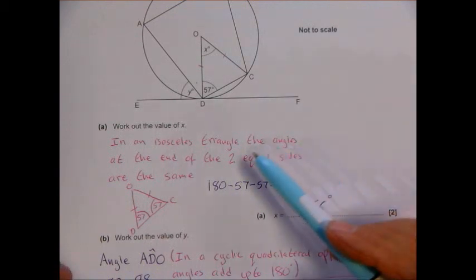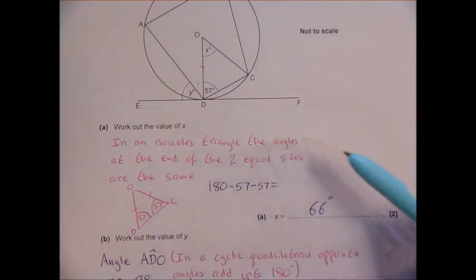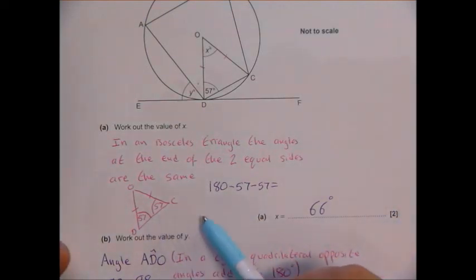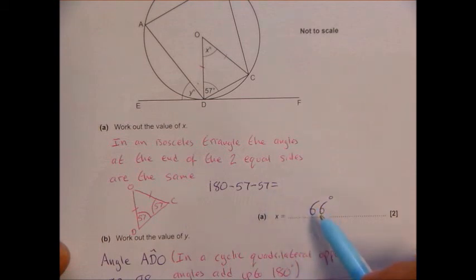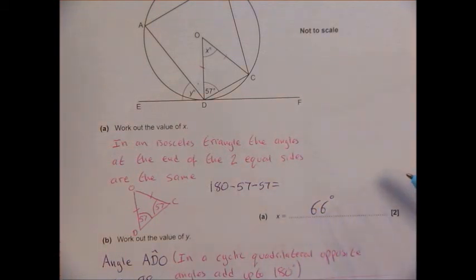It's 2 marks. You must say in an isosceles triangle the angles at the end of the two equal sides are the same, and you also must show the calculation you've done. It's not enough just to put 66. You'll get 1 mark at best. So please don't let yourself down for such an easy question. Next one, work out the value of y.